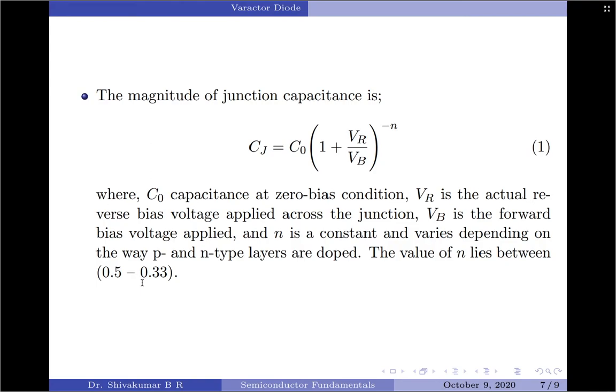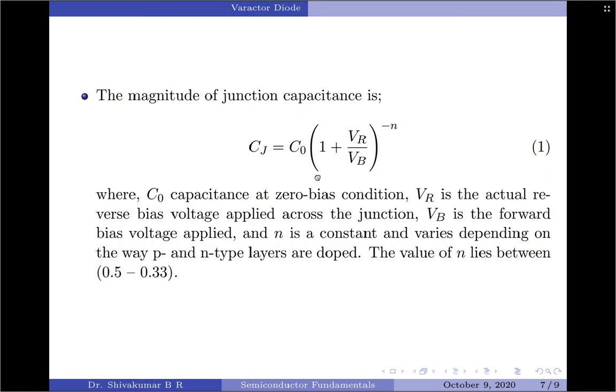The value of reverse bias voltage Vr should be below the breakdown voltage, above which the value of the capacitance Cj equals 0 because of the breakdown of depletion region and the free flow of holes and electrons.